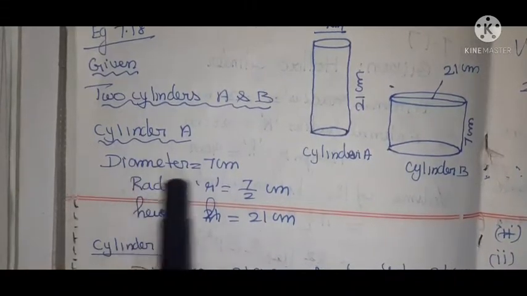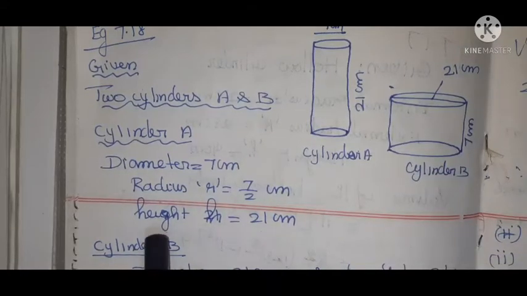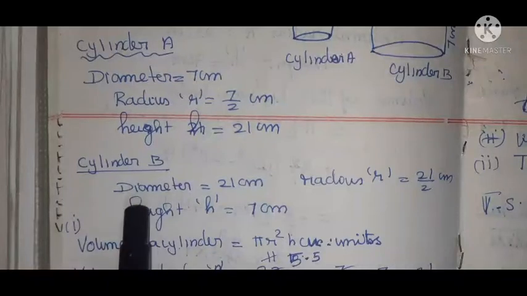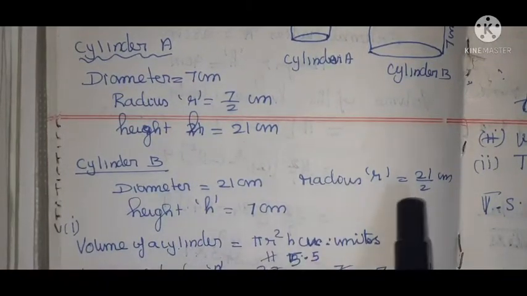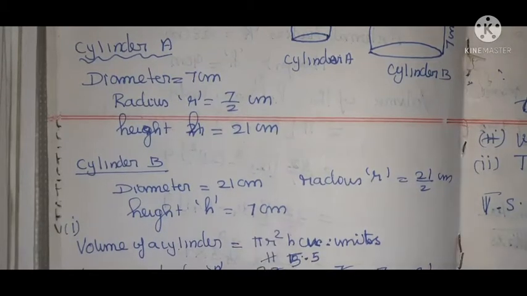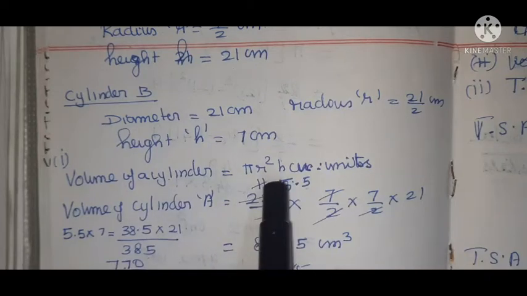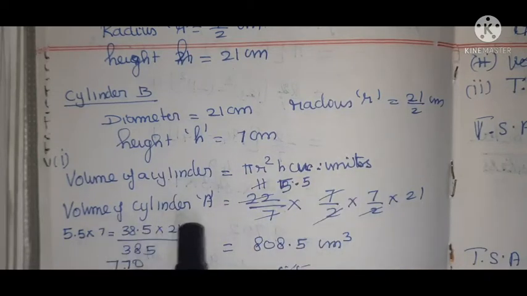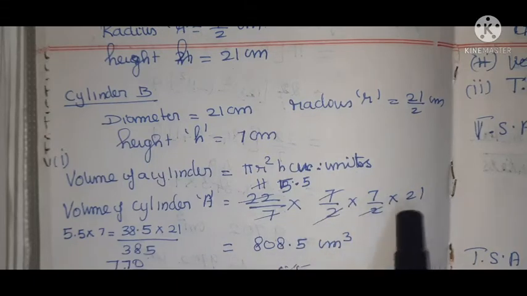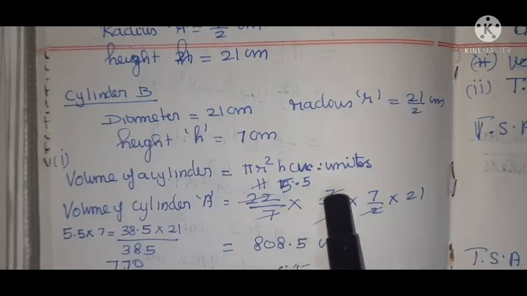Given two cylinders A and B. Cylinder A: diameter 7 cm, radius r is equal to 7/2 cm, height h is equal to 21 cm. Cylinder B: diameter 21 cm, radius r is 21/2 cm, height h is equal to 7 cm. Volume of a cylinder is pi r square h cubic units. Volume of cylinder A: 22/7 into 7/2 into 7/2 into 21. 7 cancel.